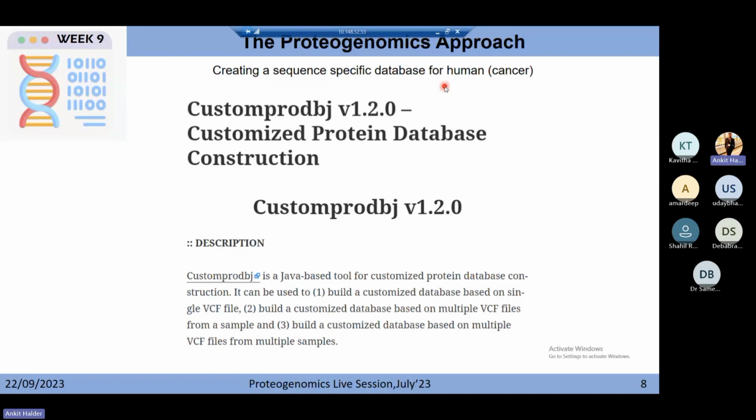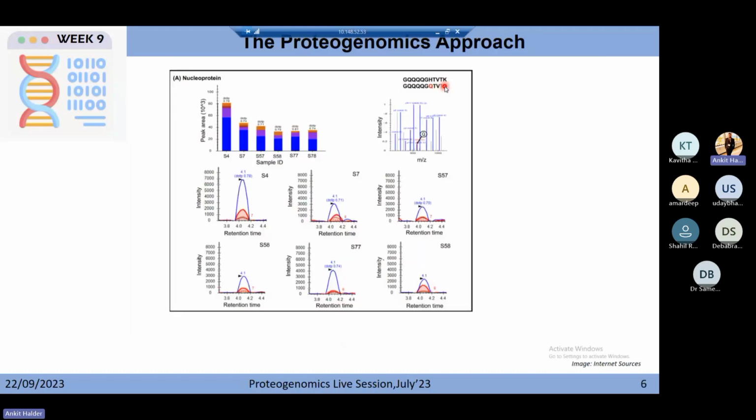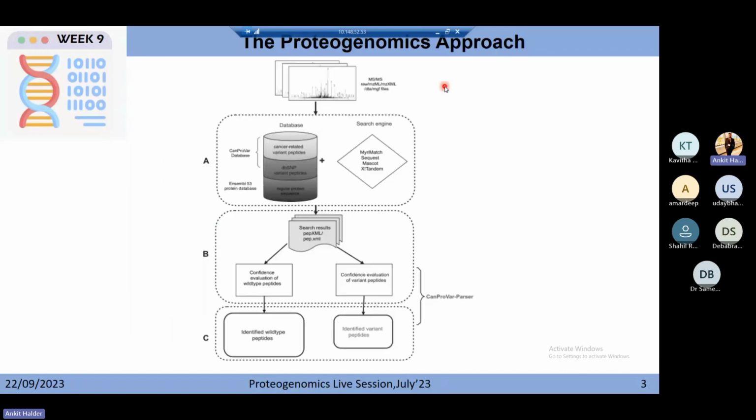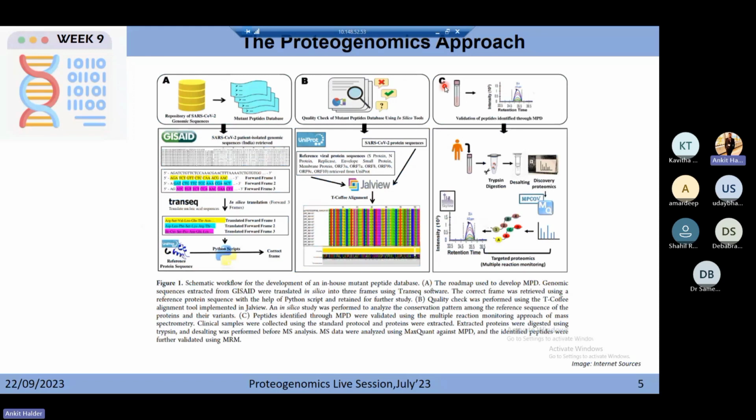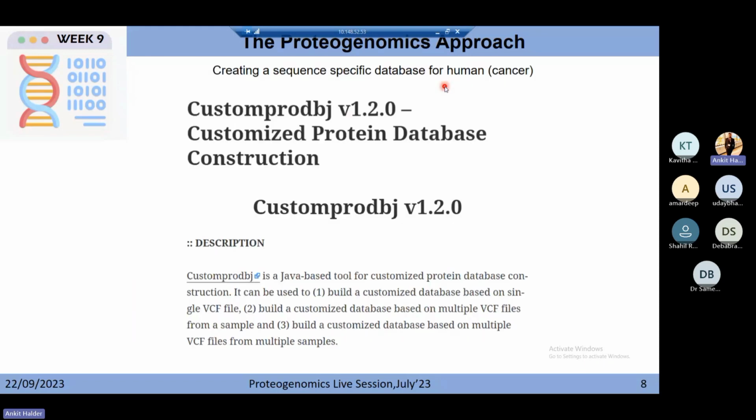Now if you want to create a sequence specific database for human, this is one of the tools that you can try to use. For the COVID work, we had done just in silico translation, and filtered it on the basis of the known reference sequences. But if from a sequence variant you want to create a database for proteogenomics applications, like the one which I showed here, you can use a sequence database, that is a custom ProDB. So the concept is the same. From the VCF file, it does a six-frame translation, nothing else. It provides you a database by just translating it from the variant file.